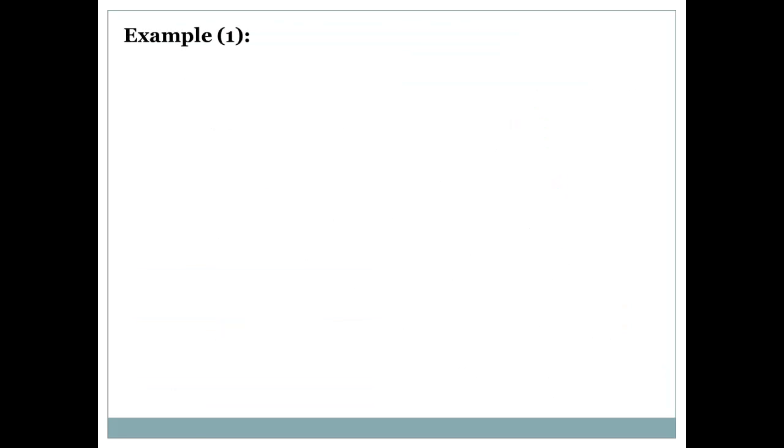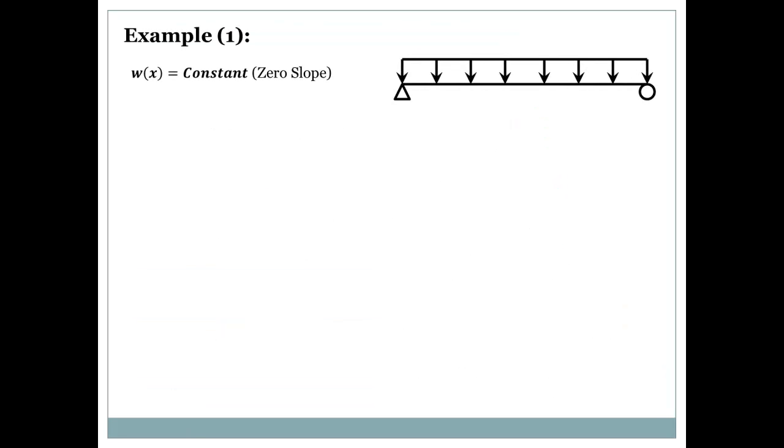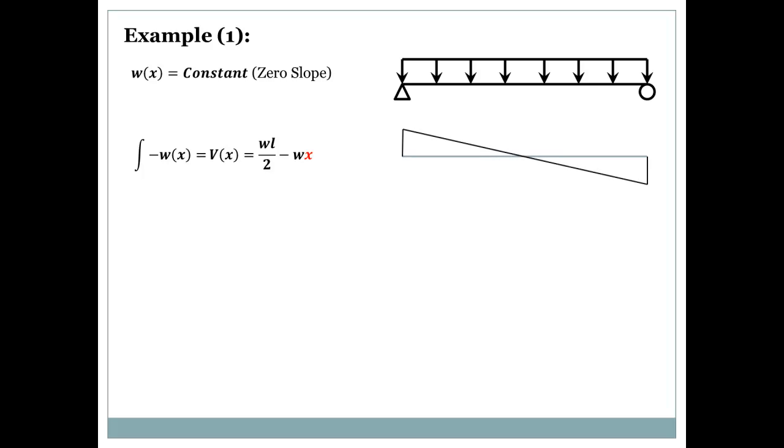Let's see example 1 very quickly, a very easy example. You have a beam with a w(x) constant, zero slope. That means it's a uniformly distributed load on a simply supported beam. If I integrate the load equation, I will get the shear equation, which is a linear equation. And if I plot it from 0 to L, I will get this straight line.